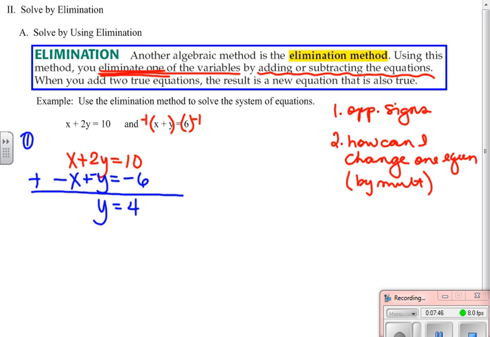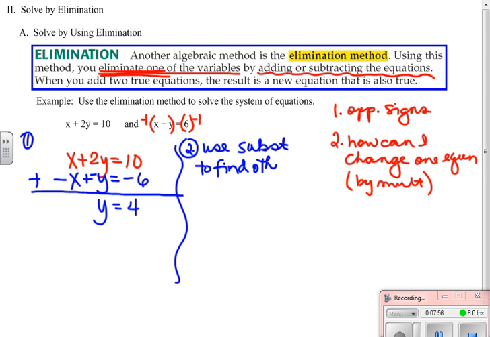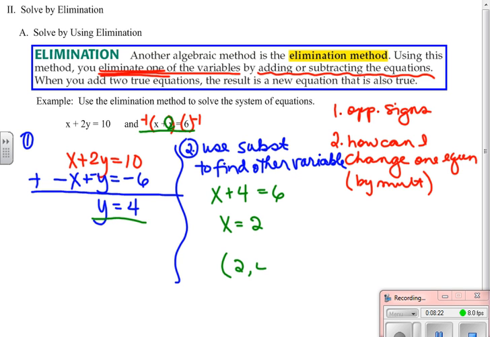Now we just use substitution to find the other variable. And you can go back to either equation, but I would always go back to your original equation, and I would always show at least your initial step of your work, just so that if there was a need for partial credit, you could have it. I'm going to go back to this one, and I'm going to say x plus 4 equals 6, so I replaced this y with this, subtract 4, x equals 2. So my answer is (2, 4).